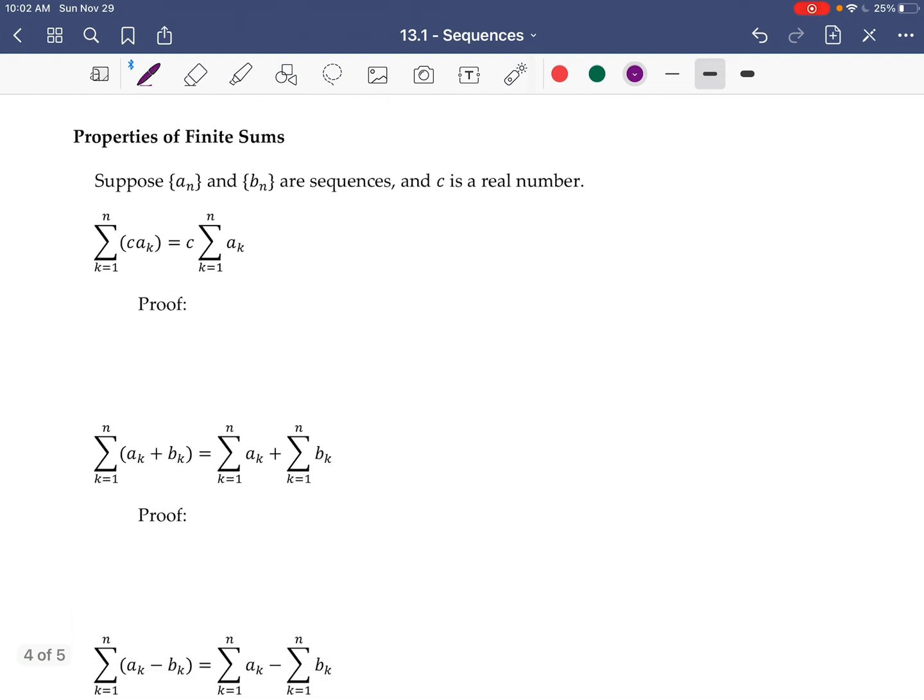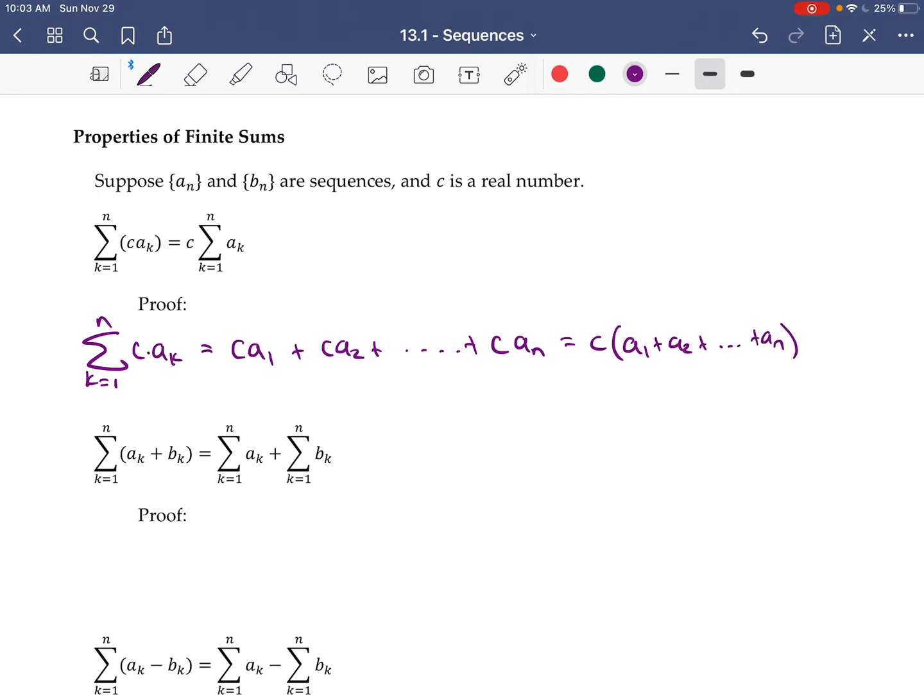Some properties of sums. If you have a_n and b_n as sequences and c is some real number, and you want to compute the sum of a constant times a sequence, you can actually pull the constant out. Here's the little proof. If I have the sum from k equals 1 to n of c a_k, that's c times a_1 plus c times a_2 all the way to c times a_n. Notice I can factor out the c from all of those, and then this part is a sum. So this is actually c times the sum of the a's. That's why those things are equal.